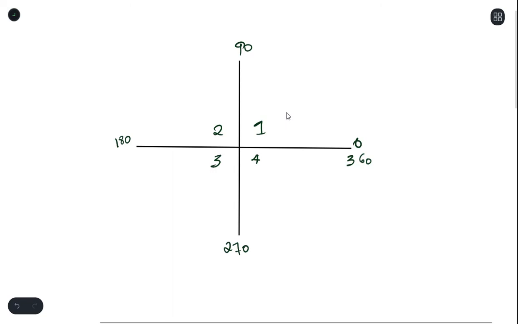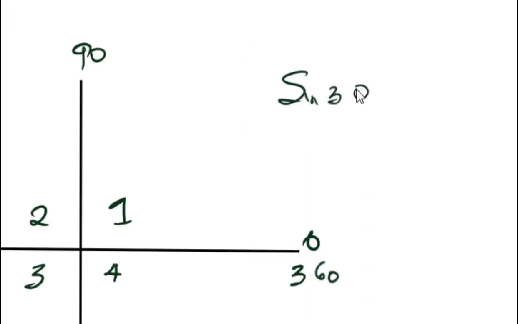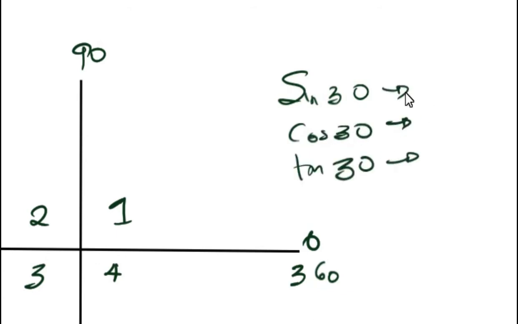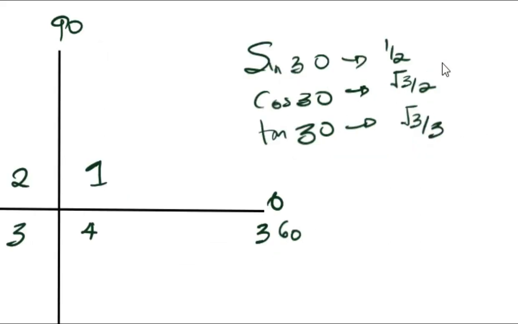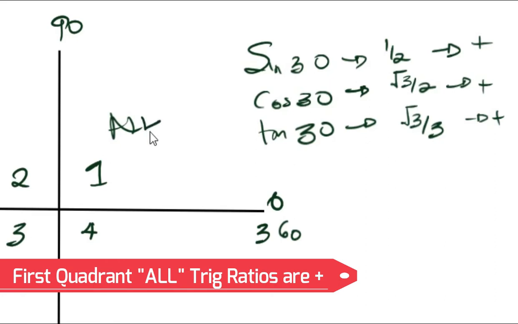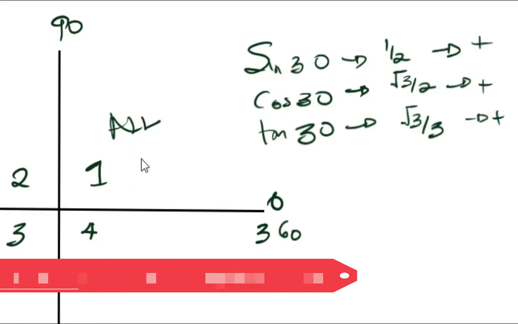Whenever you use your trig ratio in each of your quadrants, they give you different values. Sometimes they are positive, sometimes they are negative. So for the first quadrant, if you put in a value that falls between 0 and 90, let's say we put in 30. You put sine 30, cos 30, tan 30. You will notice that the values you get for each and every one of them are positive. So all trig ratios in this quadrant are positive.